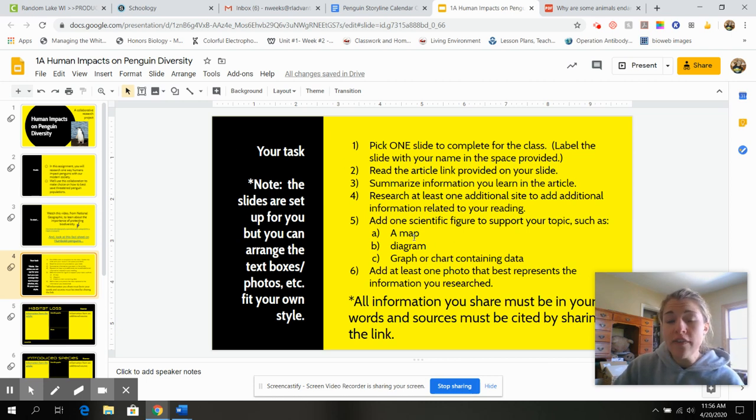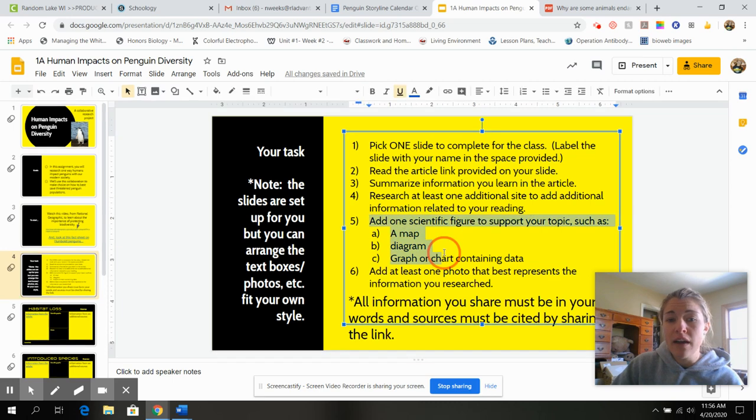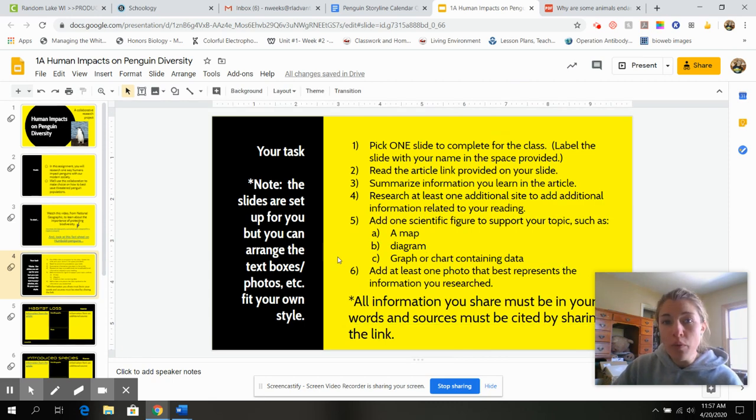The other thing that I want you guys to do is add one scientific figure. So find a map, a diagram, or a chart with some data, but it has to relate to your topic, okay? Don't just slap a picture of a penguin up there and be like, it's my thing. No, it has to specifically relate. There's lots of stuff out there, okay? And then add at least one photo that best represents the information you researched.